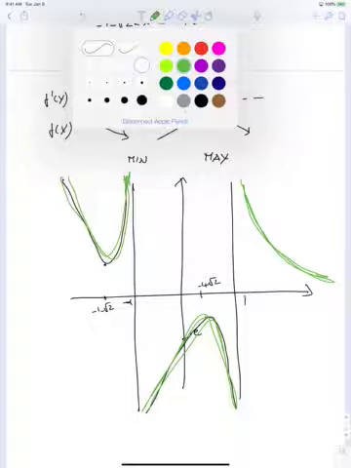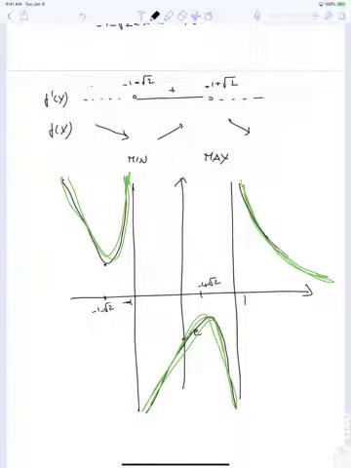I was trying to highlight it with the green, but it didn't work out. Anyway.